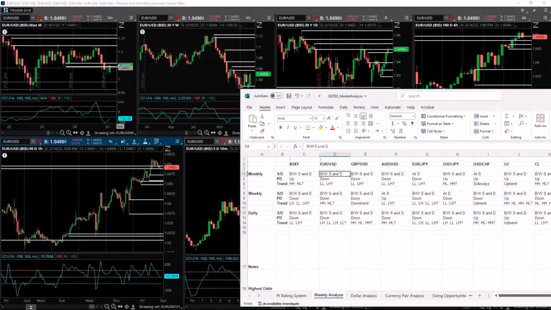So here we can say on the monthly chart, we're between supply and demand. It was demand, it's not yet become supply. It may become supply. Between supply and demand, we're pointing still to the downside. The month hasn't closed. We did put in a lower low, so we're looking for a lower high.